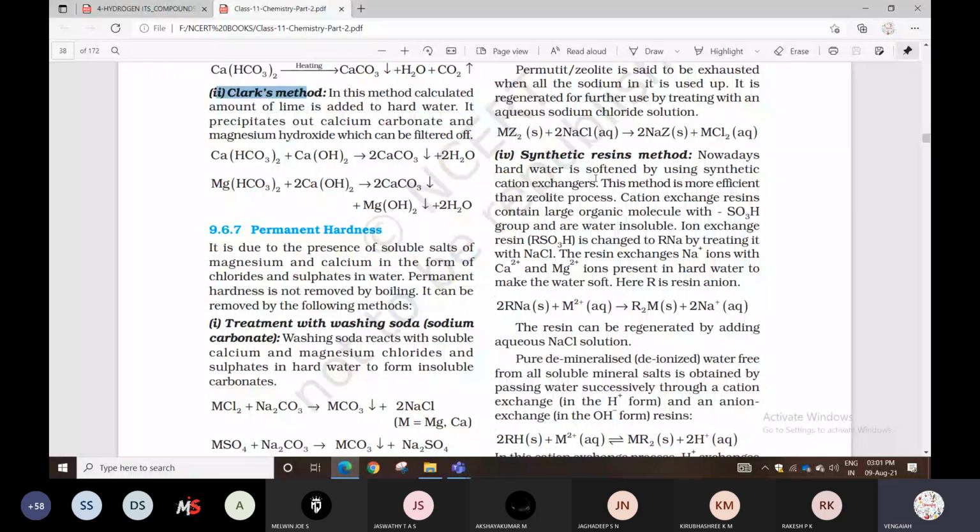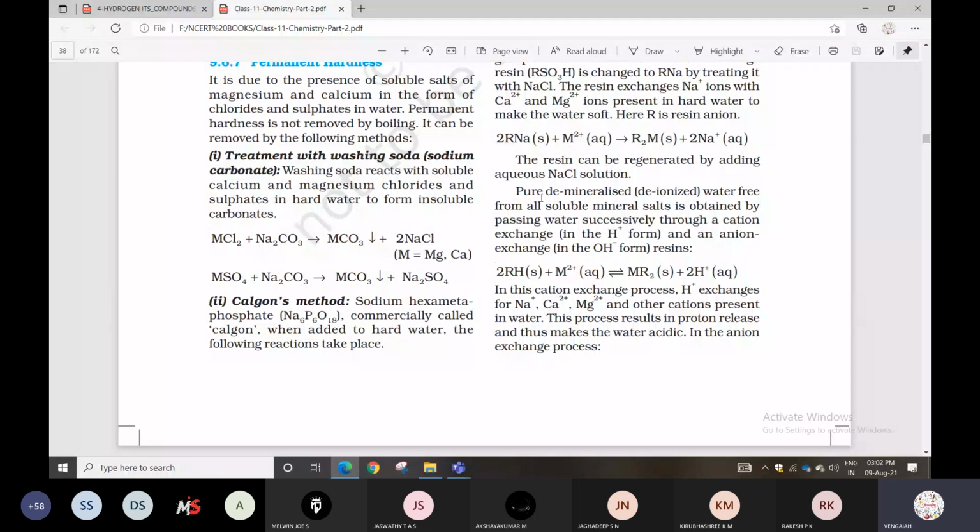Pure demineralized and deionized water, free from all soluble mineral salts, is obtained by passing water successively through the cation exchange and anion exchange regions. In the cation exchange region, H plus exchanges for sodium ions, calcium ions, magnesium ions and other cations present in water. This process releases protons and thus makes the water acidic.